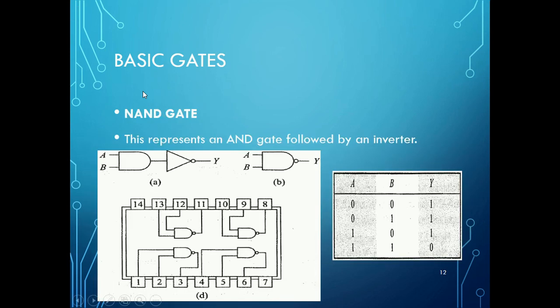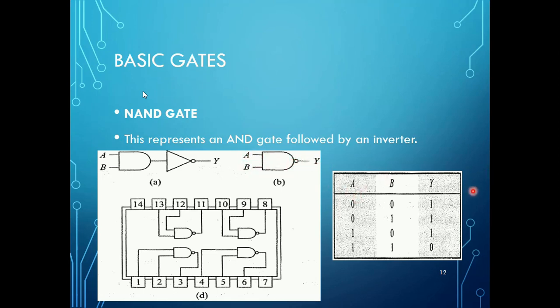So the next gate is the NAND gate. NAND represents an AND gate followed by an inverter. So if you see here the logic representation, you have connected a two input AND gate, and it's also followed by an inverter. If you combine this circuit, you get this symbol, that is the NAND symbol, with the bubble over here. So A and B are the input, Y is the output.